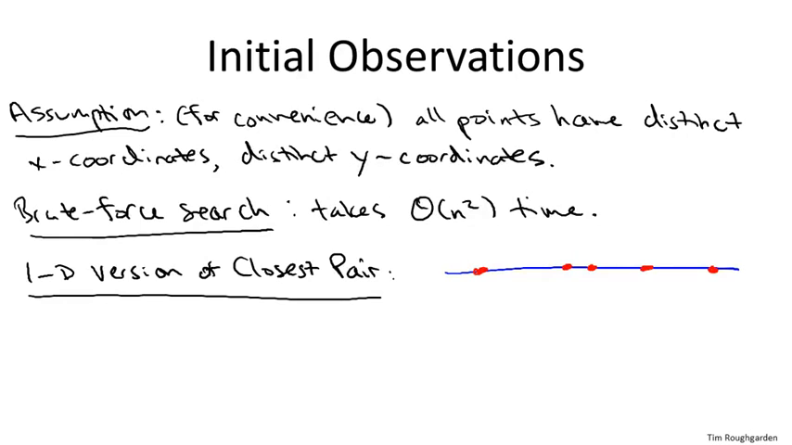So a way to solve the closest pair problem in 1 dimension is to simply sort the points, and then of course the closest pair better be adjacent in this ordering, so you just iterate through the n-1 consecutive pairs and see which one is closest to each other.